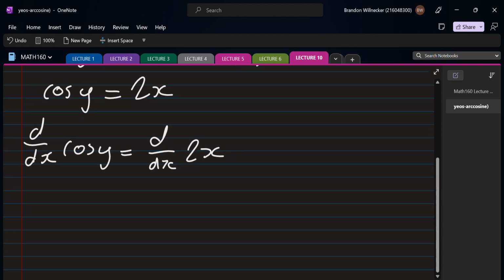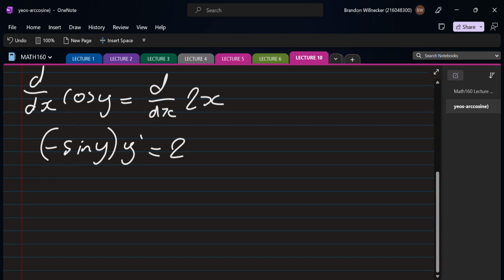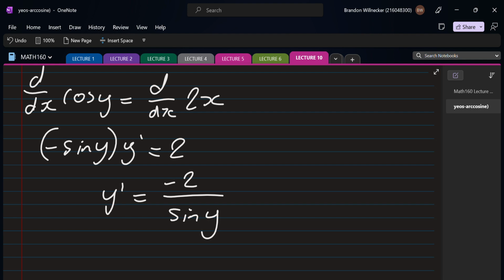Okay, now we take the derivative, outside function first, that's minus sine y. Inside function is y, so that's going to be y prime. The derivative of 2x, that's just 2. Okay, y prime is minus 2 over sine y. Again, a lot of students got up to this point, which is good, but this is only halfway. What we need to do is change it from being y to something with x, like we did before.